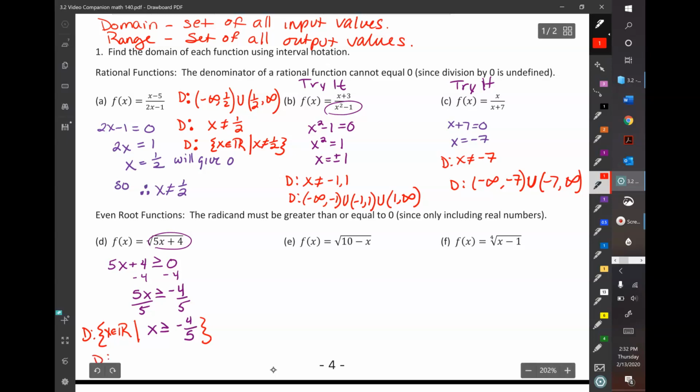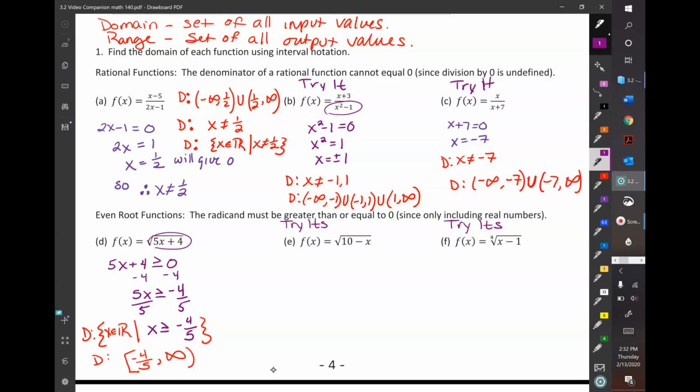The interval notation we would write as a bracket, negative 4/5, comma, infinity, and then a curved parenthesis. So let's go ahead and look at E and F, and then you can try those. We'll do those as video try it, but if you're not comfortable, just wait for me to do it with you, or just start the video right back, or just leave it run, whatever.